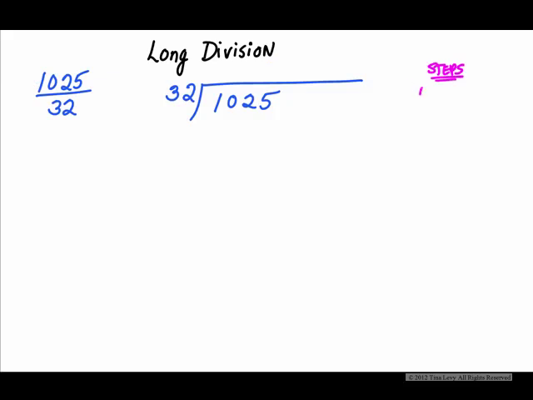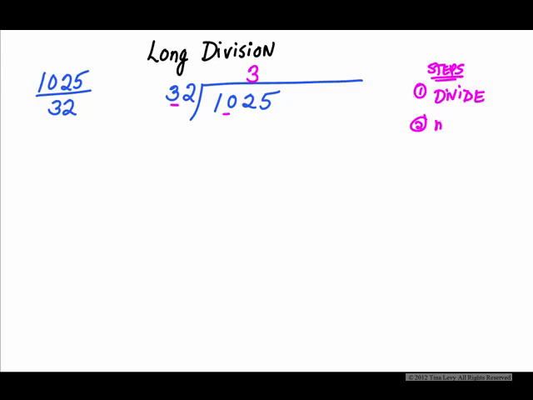I'm going to put steps. The first step is you look at 32 and you think to yourself, 3 goes into 10, so you divide. You divide the first part. 3 goes into 10 3 times, so I'm going to put a 3 here.